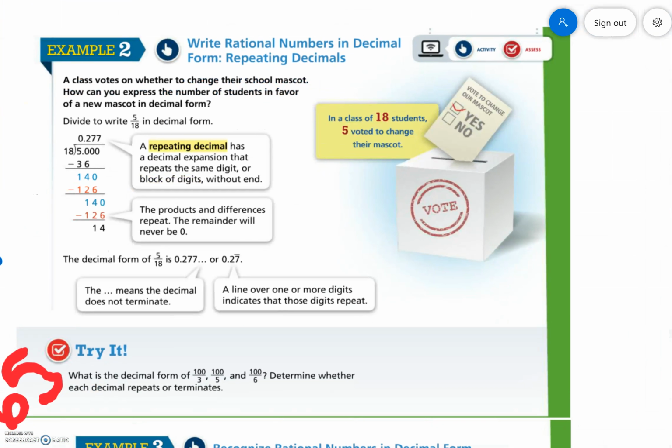This is writing rational numbers in decimal form with repeating decimals. So we just did terminating. Now we're going to do repeating, talking about class votes. A class votes on whether to change their school mascot. How can you express the number of students in favor of the new mascot in decimal form? So it says that the total was 18. Your total is always going to be your bottom number or the denominator.